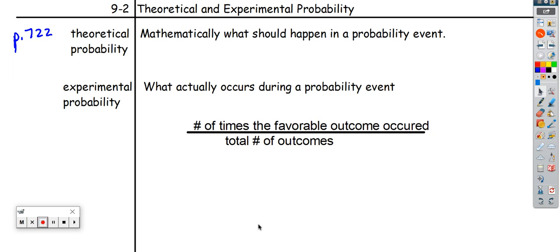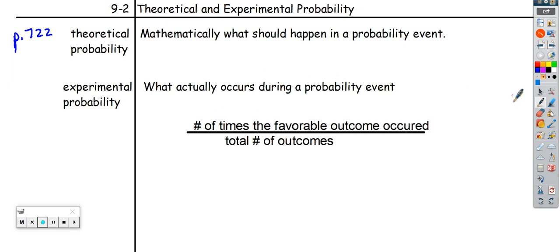At the top of page 722 in your math book, you have definitions for theoretical and experimental probability. Theoretical probability is just mathematically what should happen in a probability event. That's what your lesson was on Monday. Simple probability, that was all theoretical probability. Experimental probability is what actually occurs during a probability event.